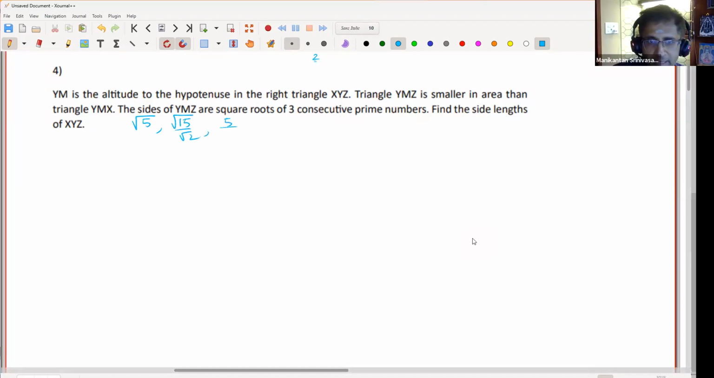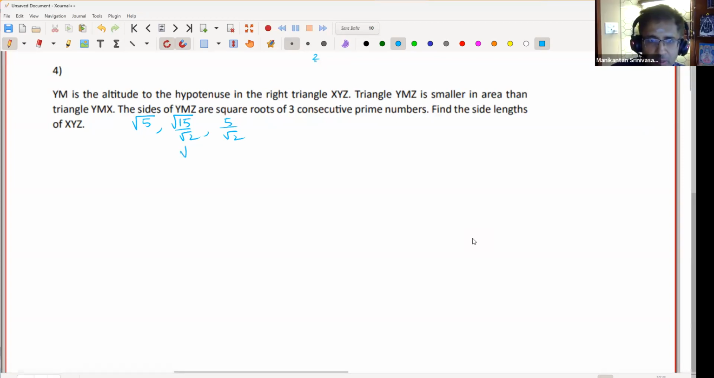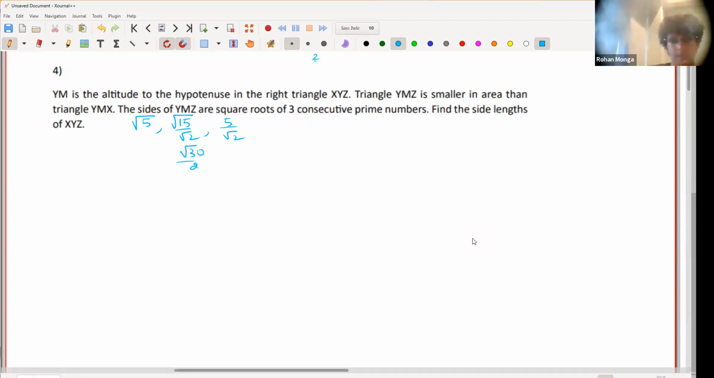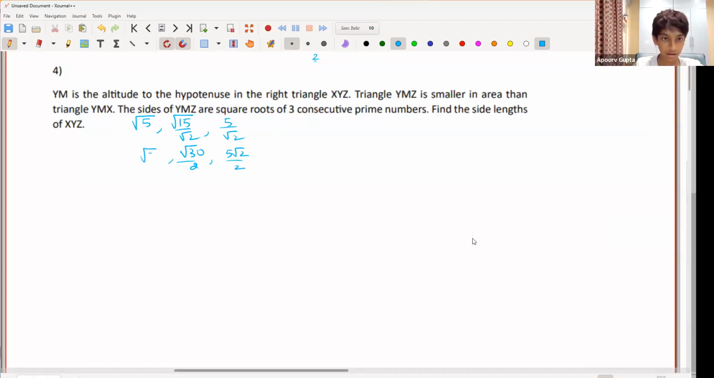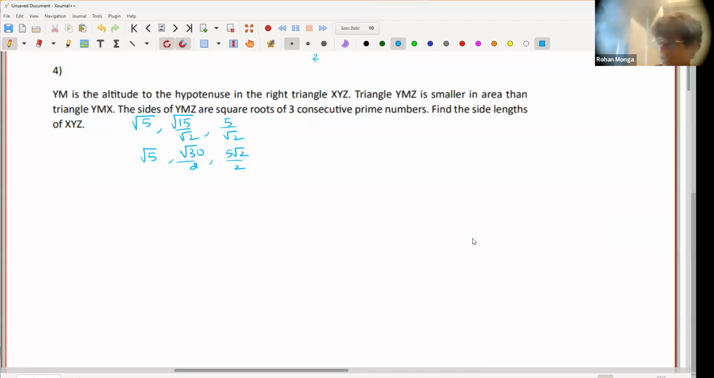Okay. Did anyone else's answer match this? Sir, I got all except one side the same. I've written it a little differently. I've simplified it so that the root is not in the denominator. Then this will be root 30 upon 2, and this will be 5 root 2 upon 2. Yeah, same answer. I rationalized it. I got all the sides except the last one.